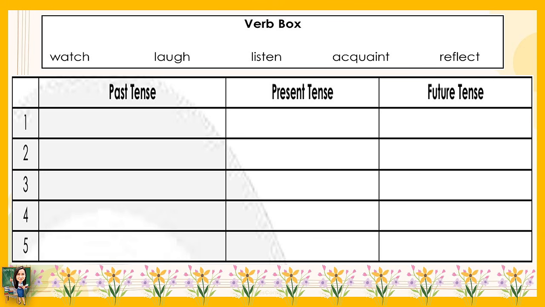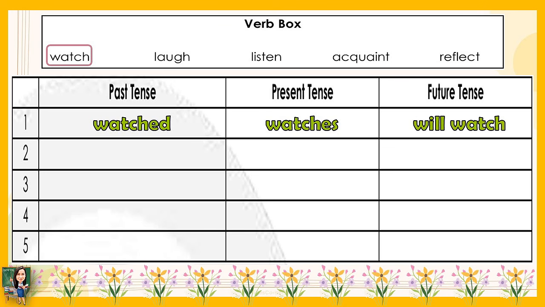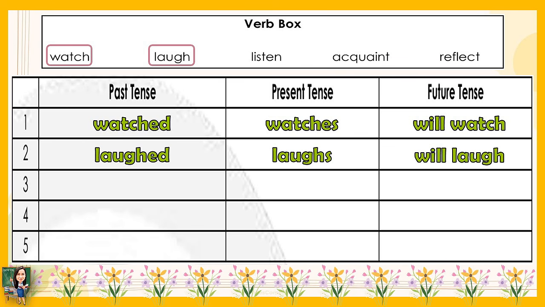For number 1, the verb is watch. The past tense is watch, add ed. The present tense of watch is watches. And the future tense is will watch. Number 2, laugh. The past tense of laugh is laugh with ed. The present tense of laugh is laughs. We add s. And the future tense is will laugh.